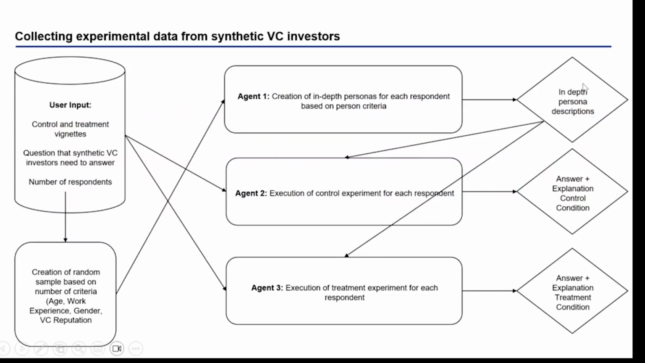And then this persona that we now created will be asked to answer the question for the control experiment, for the control scenario. And in this case, that means it needs to grade on a scale from 0 to 10 how likely she would be willing to invest in this startup. And so as output, we will create an answer, namely a score on a scale from 0 to 10. And there will also be an explanation for that answer.